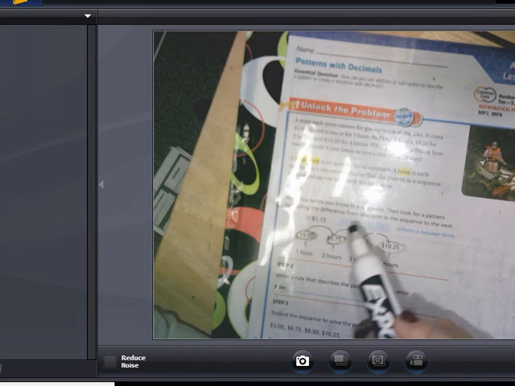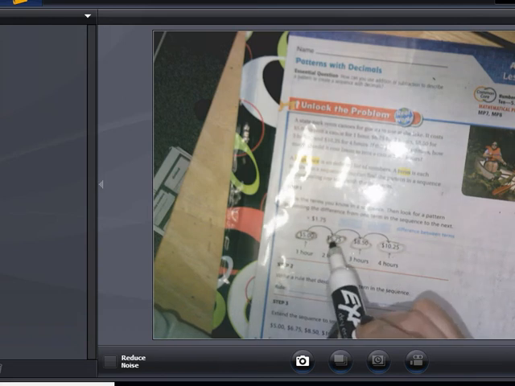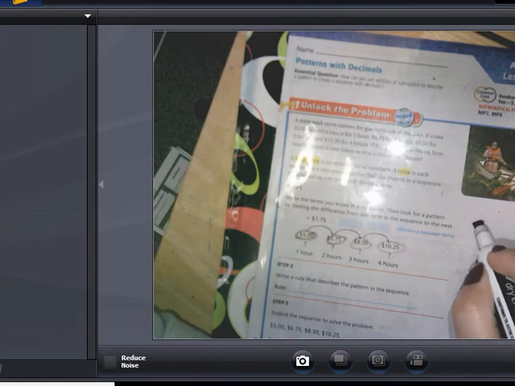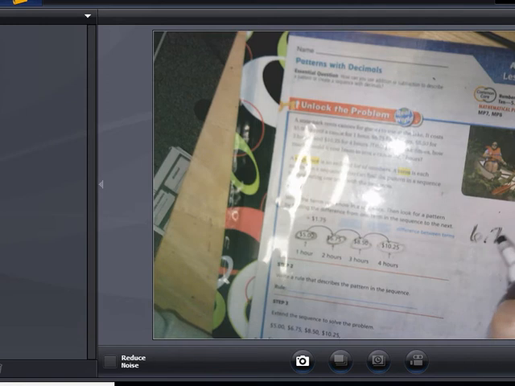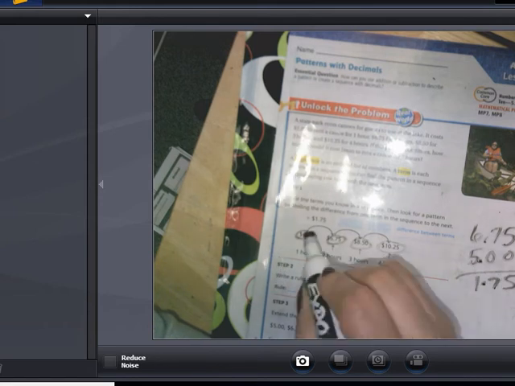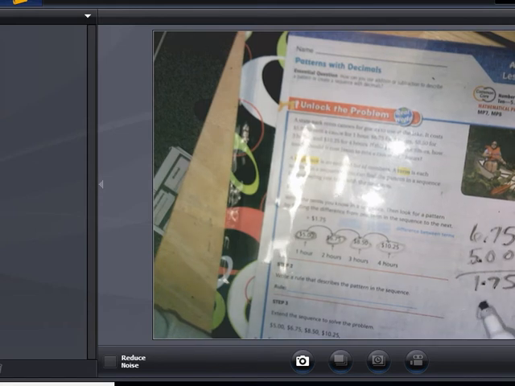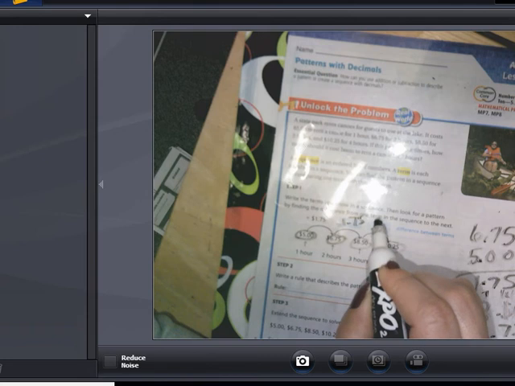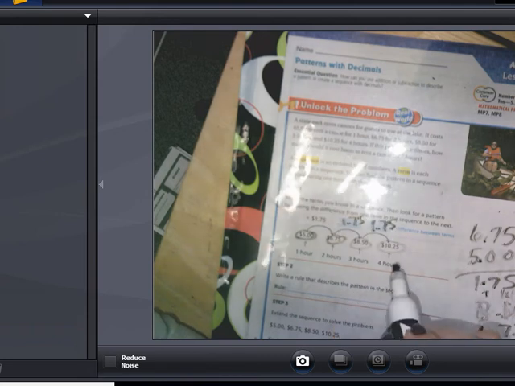It might be the same and it might be different. So if I go from $5 to $6.75, if I'm not sure what it is, I can subtract those on the side. And if I subtract it, I know it's $1.75. Then I go from $8.50 to $6.75, and it's $1.75. So I know my difference between each one is $1.75.